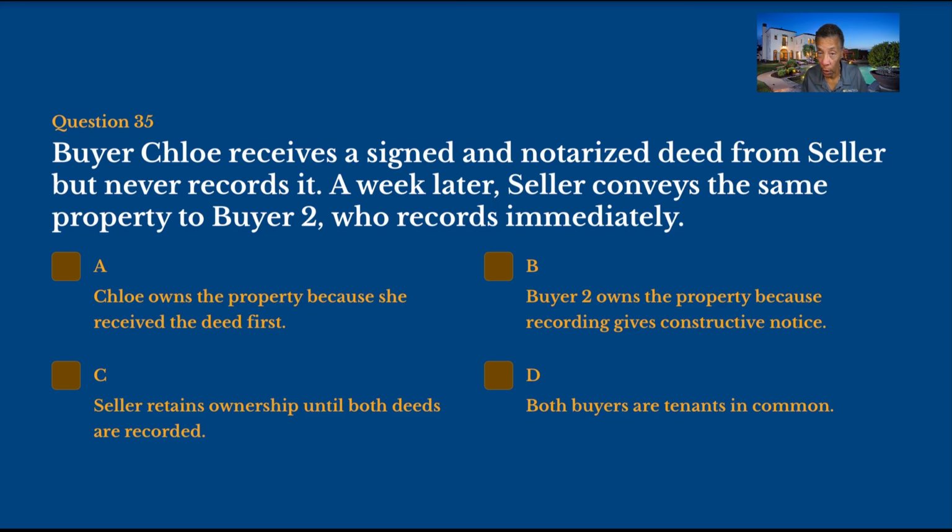So let's look at the question. Who did that first? All right. So she received the deed. She never recorded it. Then buyer 2 records it. Boom. Buyer 2 owns the property. And so the answer here is B.